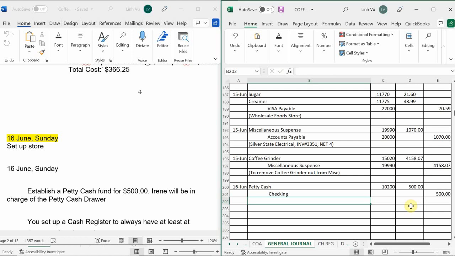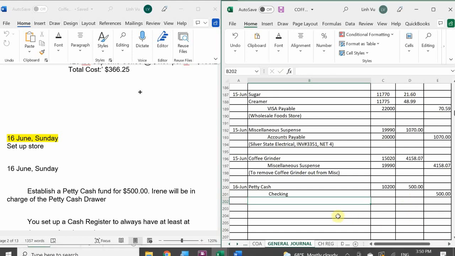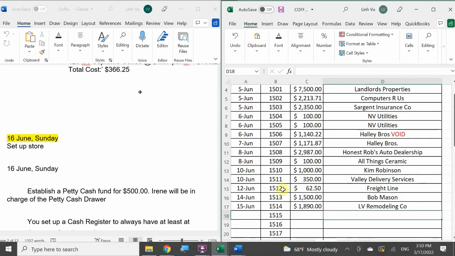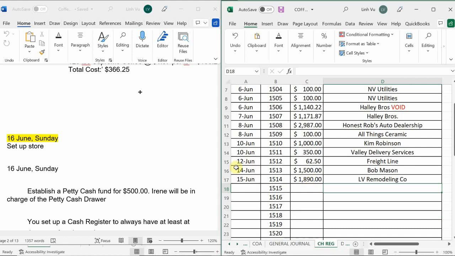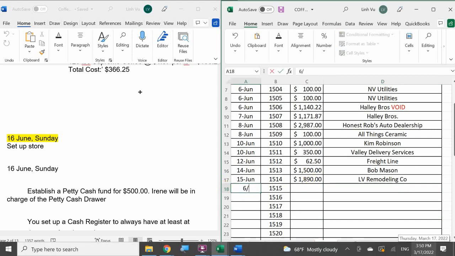So how much are we going to write the check out for? 500. To who are we going to have to go get the money for us? You put on the wrong date. Oh, yeah. 16. Got it. Thank you.